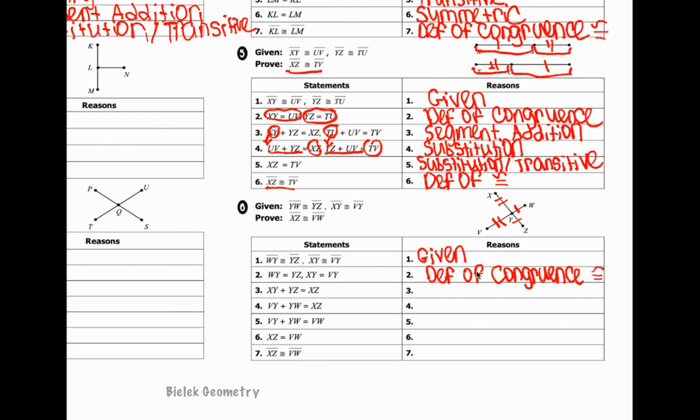Okay. So then they said, all right, well, XY plus YZ equals XZ. So that is just showing segment addition. They're saying this plus this equals the whole line. Next they said VY plus YW equals VW. So same thing. They're just showing segment addition.